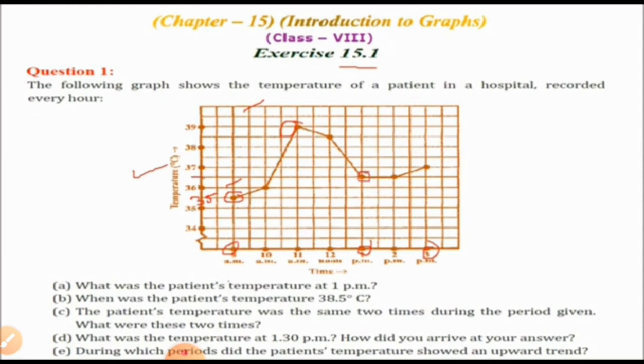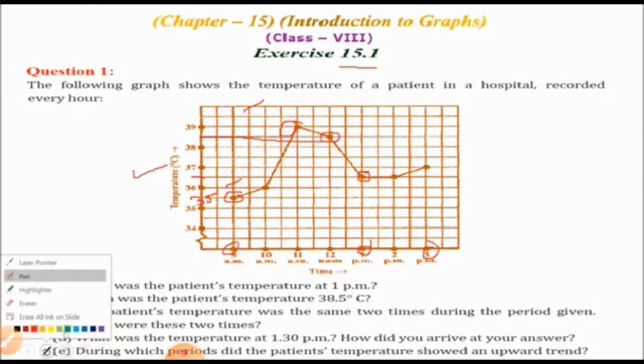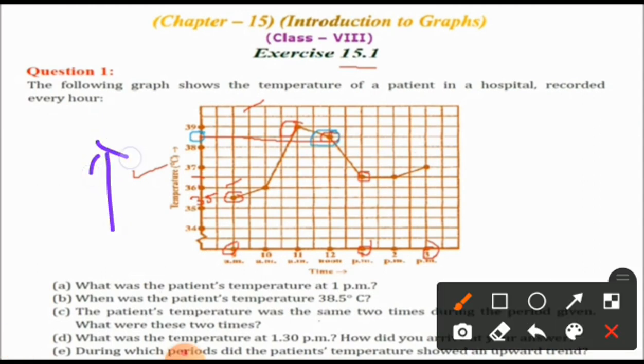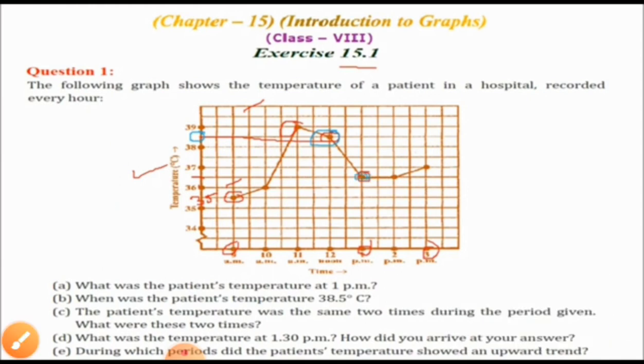Now look at D. What was the temperature at 1:30 p.m.? How did you arrive at your answer? My dear students, here I am marking with the pen. You can see each and every hour's temperature on the graph. The graph shows here the temperature and here the time. In the textbook also you can refer to where the time and where the temperature is given. Temperature is given in degrees centigrade. Very good.